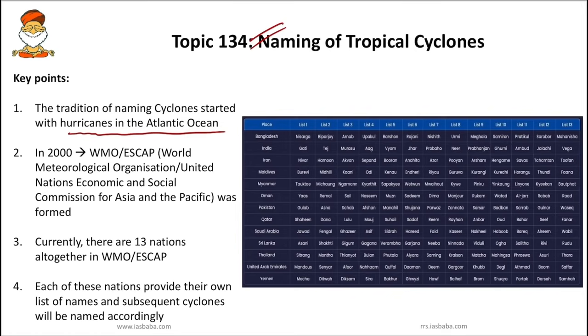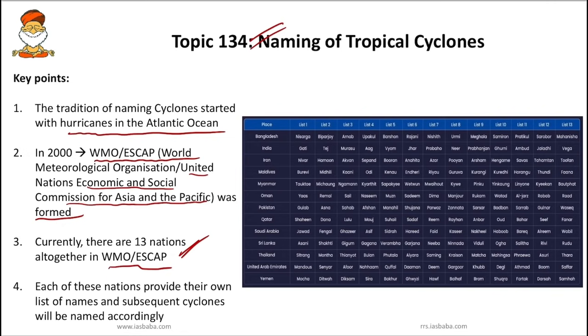And it was in the year 2000. A group of nations under the WMO, that is the World Meteorological Organization, and the United Nations Economic and Social Commission for Asia and Pacific, was formed, and this comprised Bangladesh, India, Maldives, Myanmar, Oman, Pakistan, Sri Lanka, and Thailand, and later on five other countries, that is Iran, Qatar, Saudi Arabia, UAE, and Yemen, joined this particular WMO ESCAP. So currently there are 13 nations in this WMO, that is World Meteorological Organization, United Nations Economic and Social Commission for Asia and the Pacific.